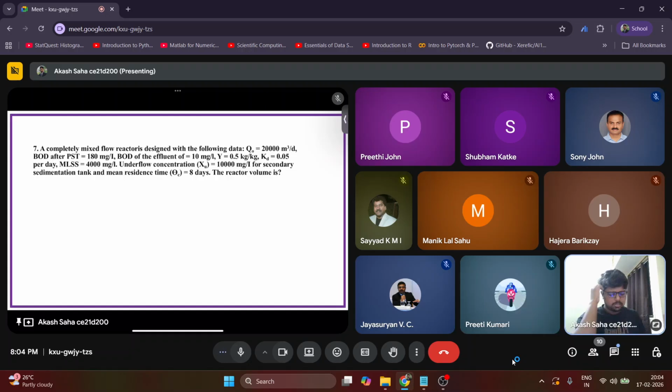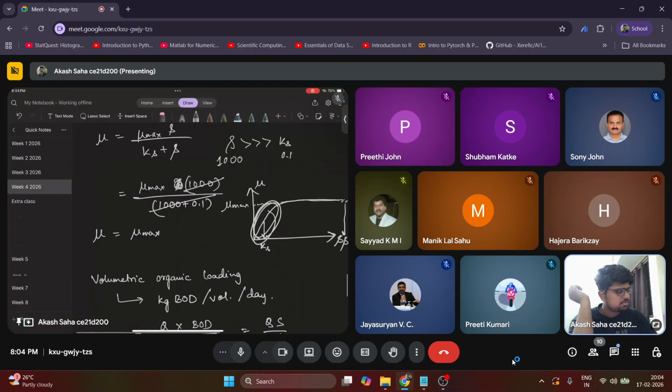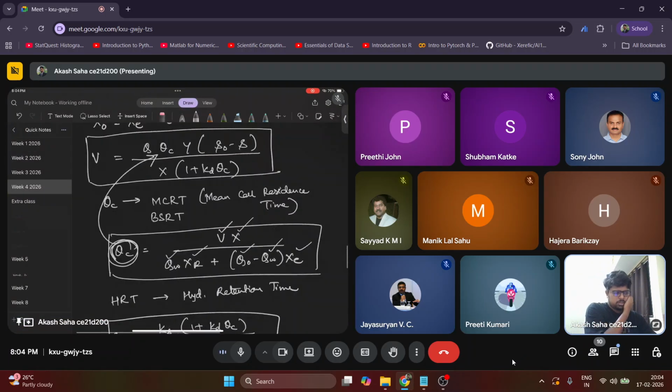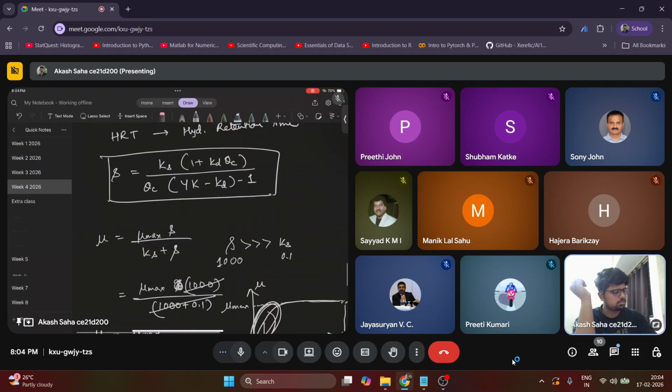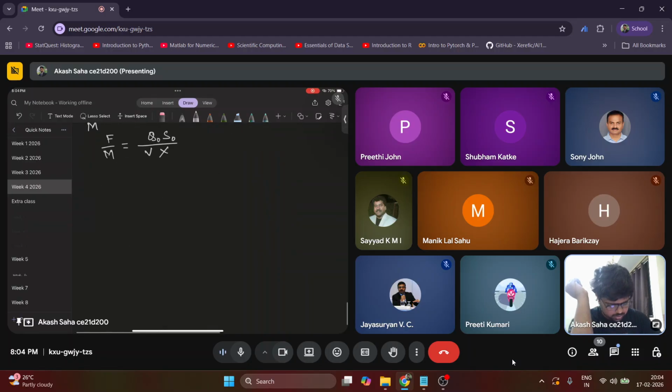So how did we get this? I think this equation is already there; this equation we have to apply. I will just write it down here. So this is question number 7. V will be equal to Q naught Y into theta C into S naught minus S, divided by X into 1 plus KD theta C.